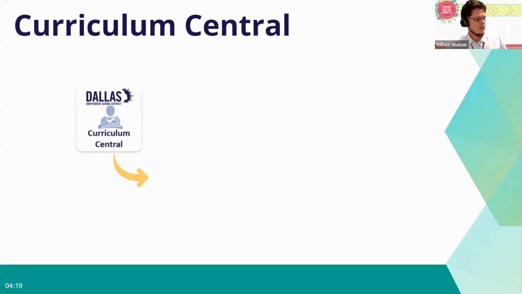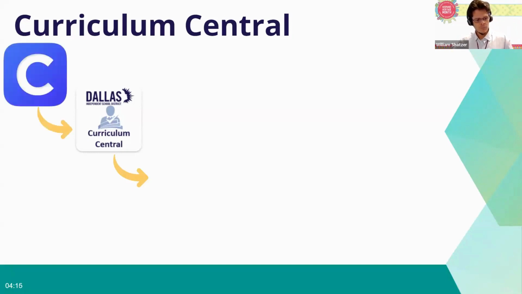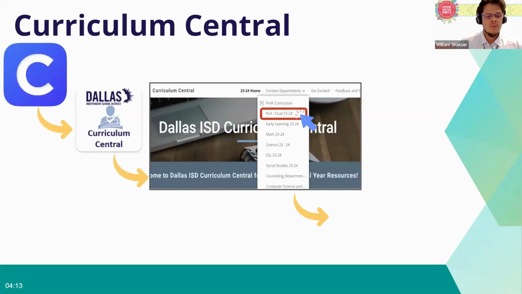Once we get into Curriculum Central, there's going to be a lot of things in here I want to take a look at. At the very top, we're going to go to our content departments, the little tab in the top right-hand corner. You can look at all the contents here. If you want to take a look at math, science, social studies, you may be able to do that if you so choose. But of course, we're going to focus on the RLA Dual 2324.